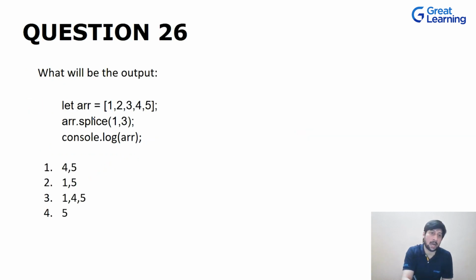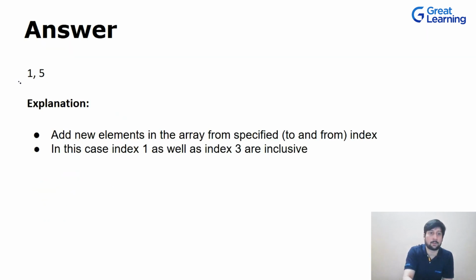Now what will be the output in this case? We again have the splice method, and both of these will be inclusive, and we are not replacing it with some other value. As I told you already, we can either replace the values or we can delete them. In this case, we haven't replaced it with some value. So from 2 to 4, all these elements will be removed. So the output will be 1 and 5.